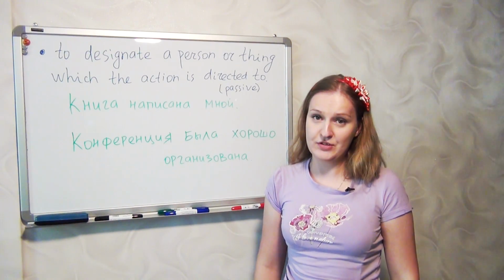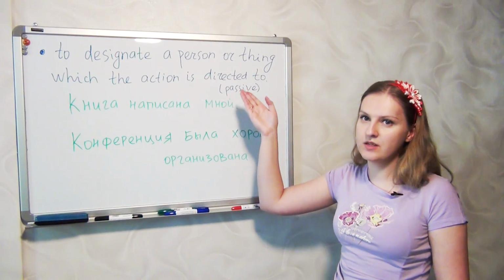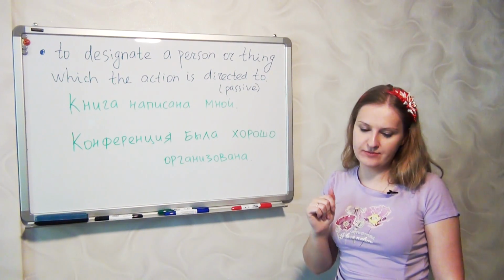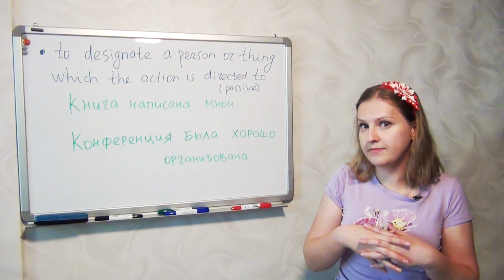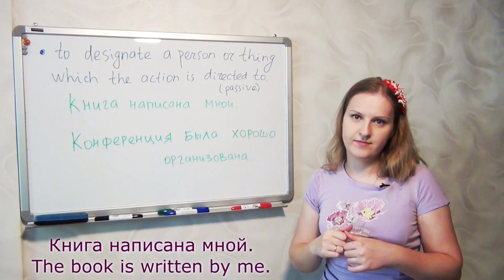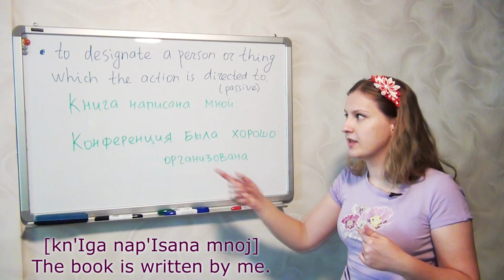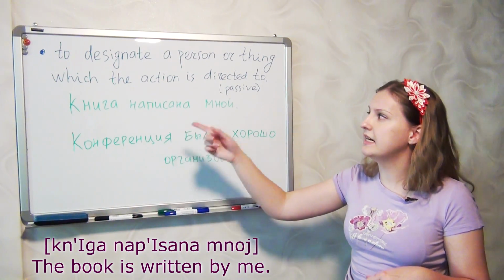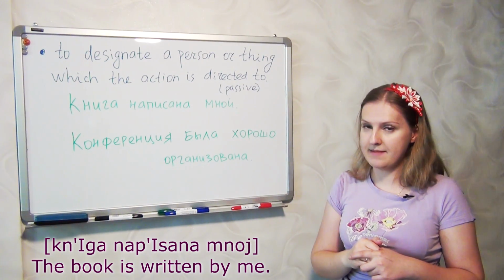And the last function of the nominative case is to designate a person or thing which the action is directed to. So here we basically deal with the passive voice. For example, книга написана мной. The book is written by me. Книга here is in the nominative case. Книга написана мной. The book is written by me.